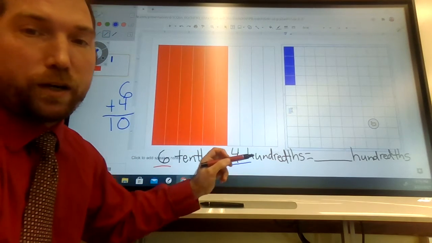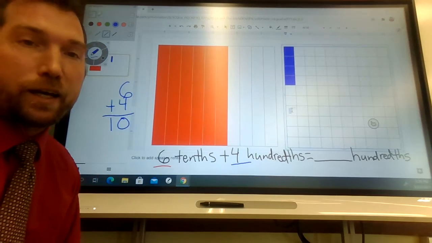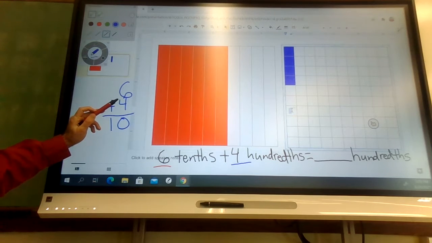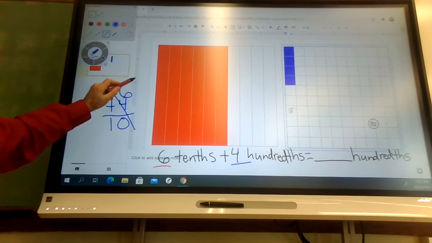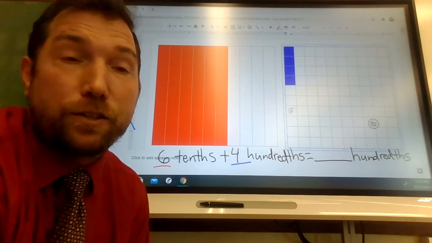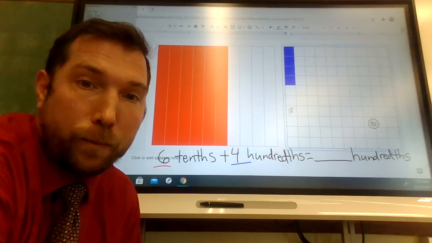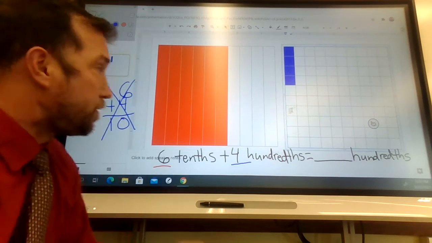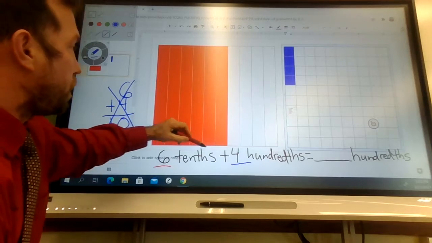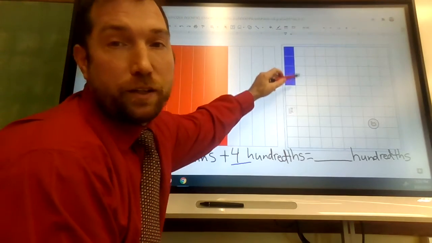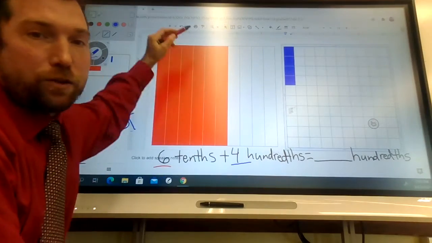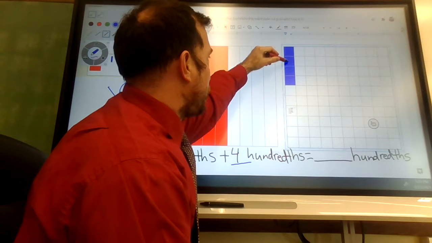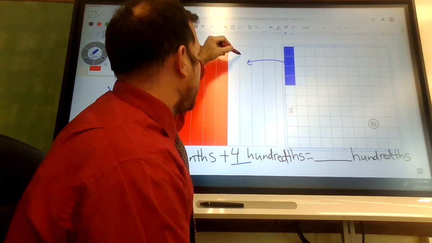6/10 plus 4/100 equals blank hundredths. Your natural reaction might want to say that 6 plus 4 equals 10. While 6 plus 4 does equal 10, that's not what's actually happening in this problem, because they're parts of different pieces. 6/10 is this red picture right here, and then 4/100 are these 4 little pieces. So again, 6 whole rows and then 4 little pieces. You can almost think about this actually joining over here.